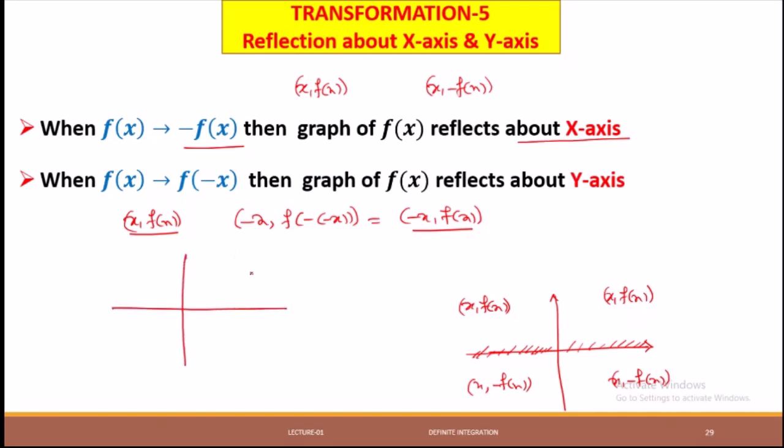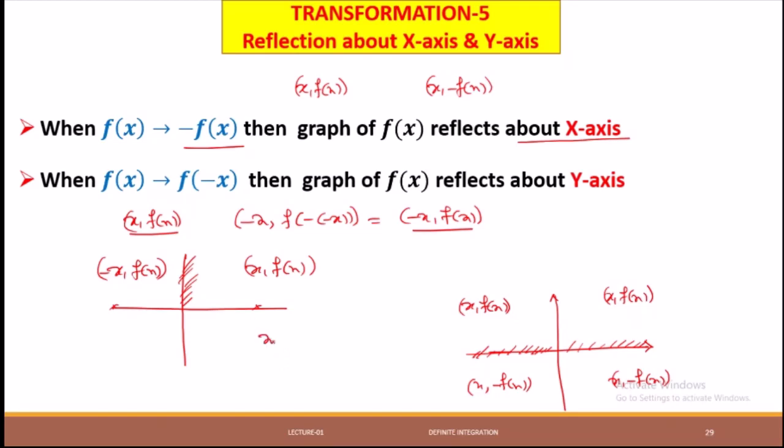Graphically, suppose I have a point x comma f of x here, then where will minus x be? If x is here, then the minus x will be here, at the same distance, with f of x. So your point minus x comma f of x will be in the second quadrant. That is nothing but reflection about the y-axis.